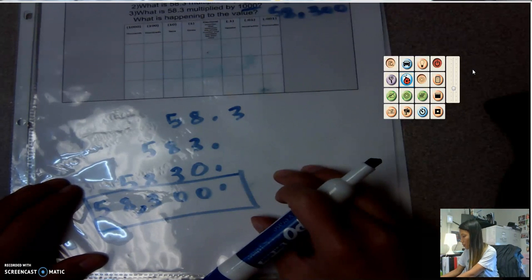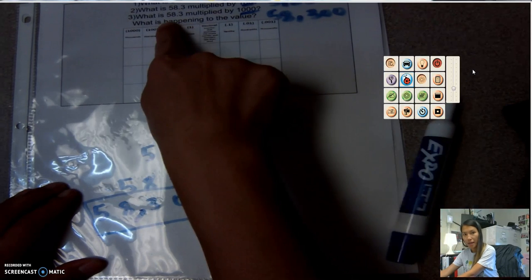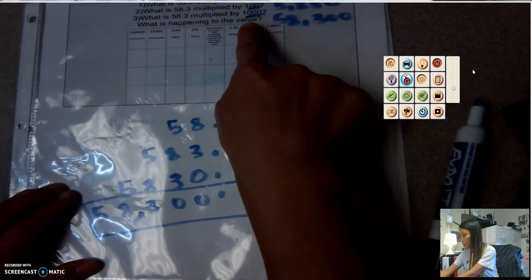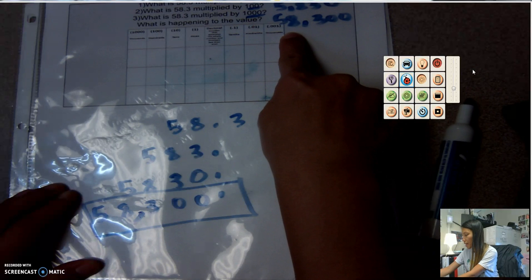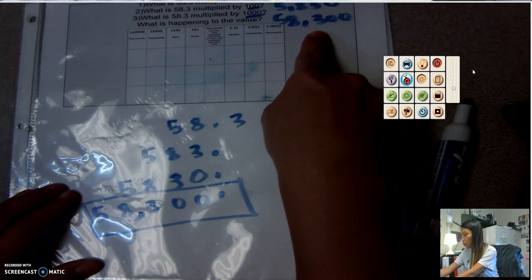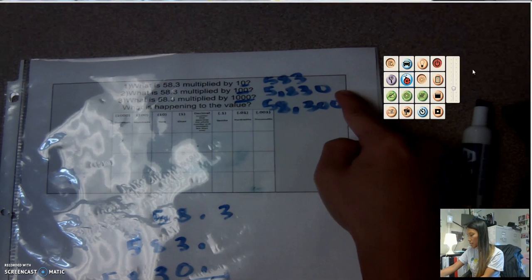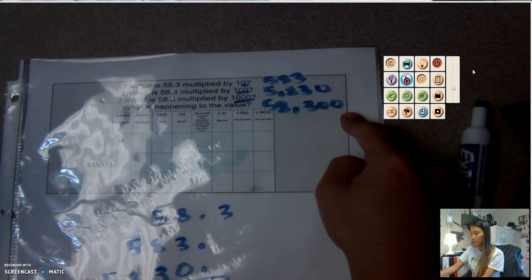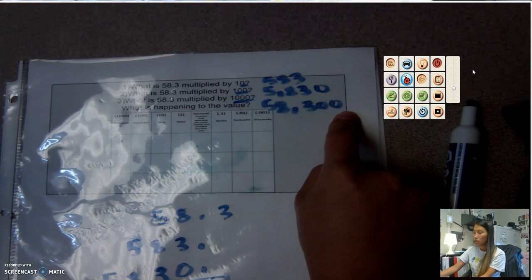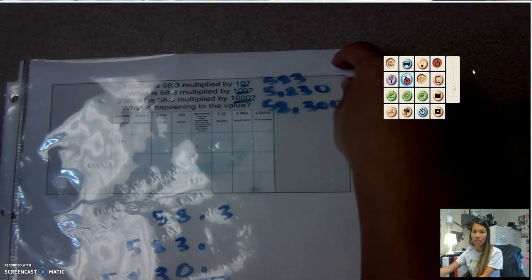Okay, so then I know that when I multiply 58 and 3/10 by 1,000, it's going to be 58,300 because you made that number 1,000 times larger. Okay, so what is happening to the value if we compare it? It went from 583 to 5,830 to 58,300. So each time you're multiplying it by 10, and then by 100, by 1,000, it's increasing by 10. It's getting 10 times larger.